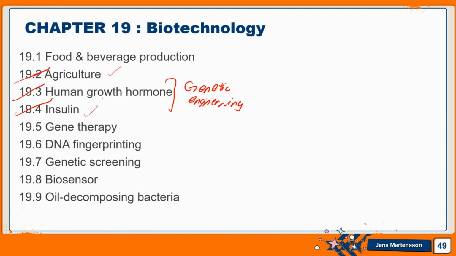Mostly will do these 2. Agriculture and insulin mostly come out. Human growth hormone never come out yet, but it is the same as insulin, just change the name.